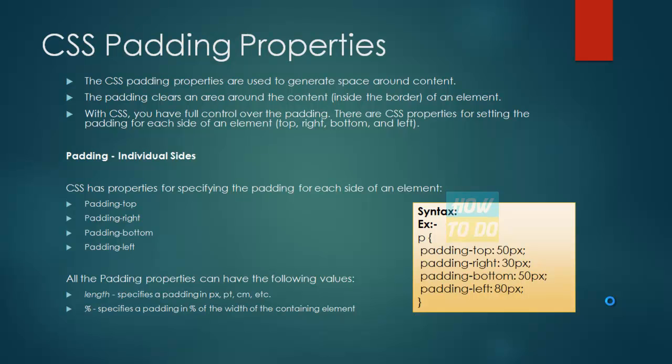Now let's see how this padding is going to work in a CSS document. So we'll try to understand the syntax for padding. This is the syntax, just an example. I'm giving this padding for a paragraph, which is p. So padding-top, you give the colon, I'm giving it as 50 pixels and closing this. In the same way, I'm giving the padding for right, bottom, and left.